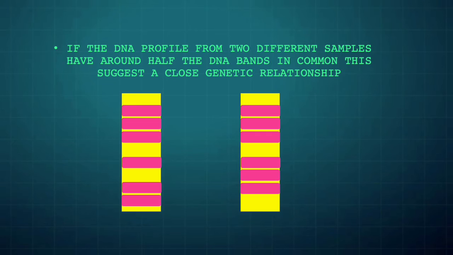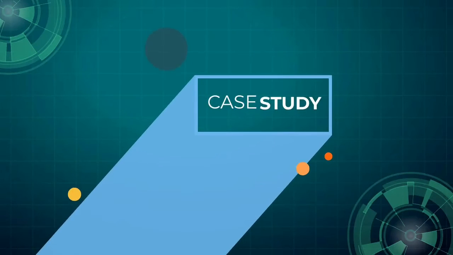So for example, here we can see that they share about 50% of those bands, which means that they are probably genetically related because the alleles and genes have been shared or inherited. Let us see some cases that use DNA profiling to solve the case.